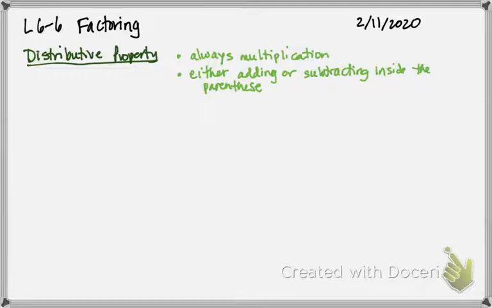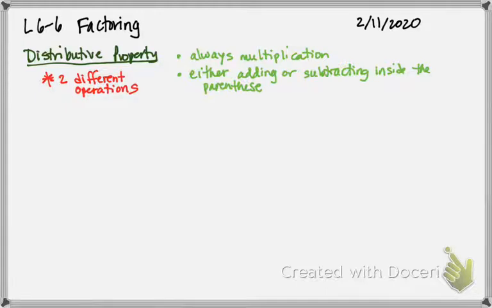And so the upshot of this is that there's two different operations. So multiplication is always one of them, and adding or subtracting is another one. Now, what's interesting is that there can be more than two terms inside the parentheses. You could have adding and subtracting going on in there.